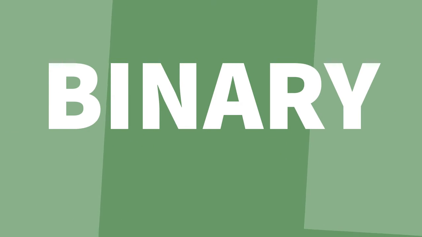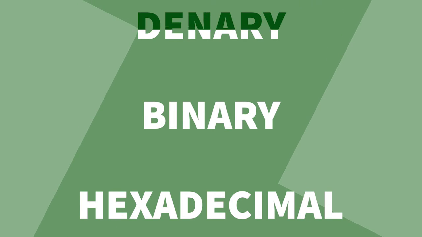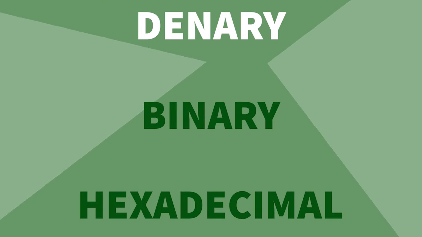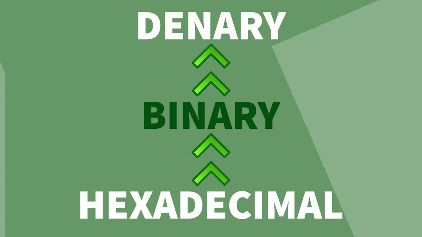How do you convert between denary, binary, and hexadecimal? Let me show you the easiest method. Here's the order you should follow for conversion. Denary to binary, and binary to hexadecimal. You can also do the reverse order as well. So hexadecimal to binary, then binary to denary.